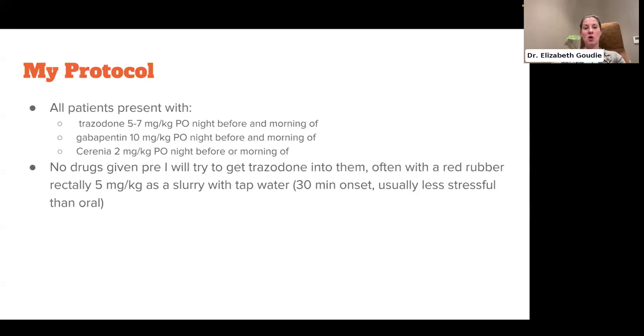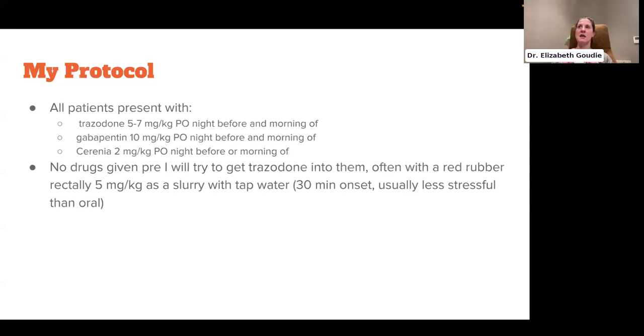My protocol, so all my patients present with 5 to 7 mg per kg PO the night before and morning of trazodone, gabapentin 10 milligrams per kilogram PO the night before and morning of, Cerenia 2 mg per kg PO the night before or the morning of, just so that it's on within the 24 hours. I've been pushing for Cerenia more and more in my patients where I have a plan ahead of time and not doing injectable. The reason is that subcutaneous Cerenia stings. It takes 30 minutes to kick in.